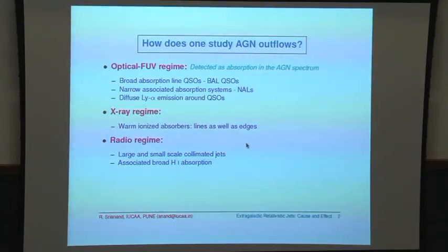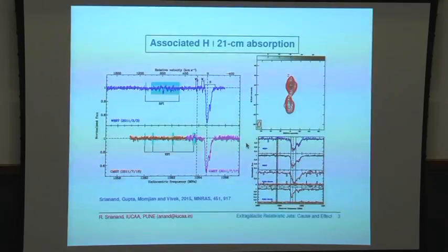In the radio regime also, one is now picking up small collimated outflows and jets and associated broad H1 absorption. Okay, I have been involved in two of these things: studying the optical FUV regime, and doing a bit of outflows in radio, because of course, staying so close to GMRT, I can't resist using it. So we will start with associated absorption with 21 centimeter lines.